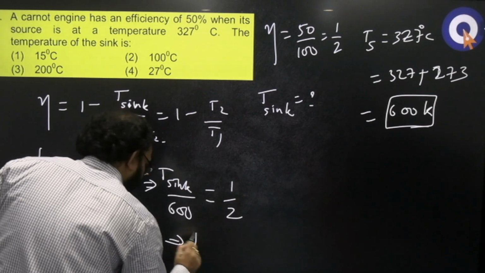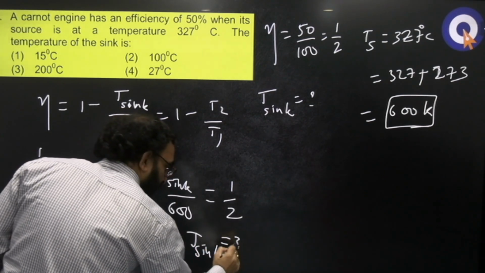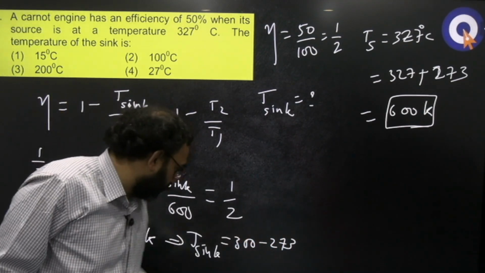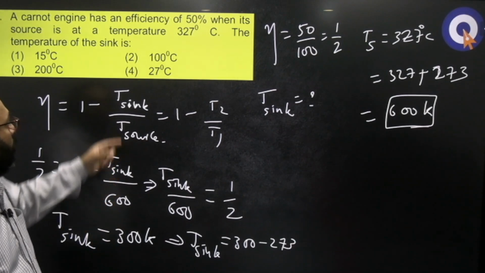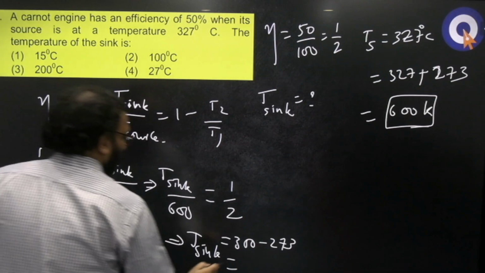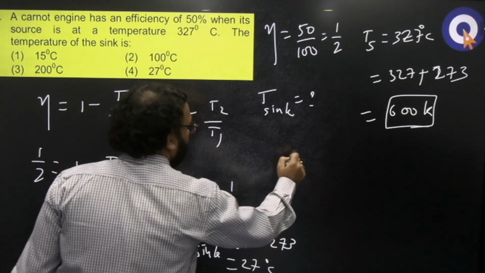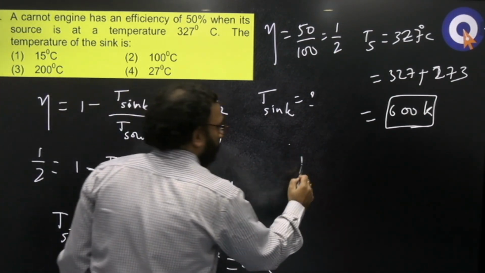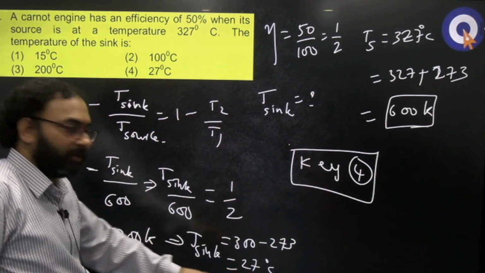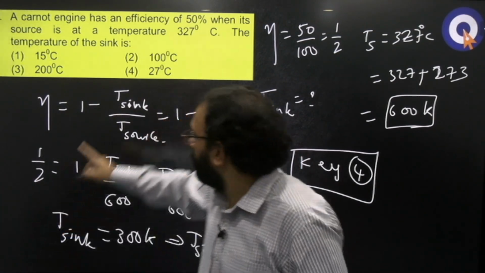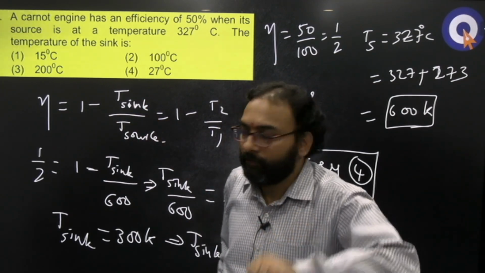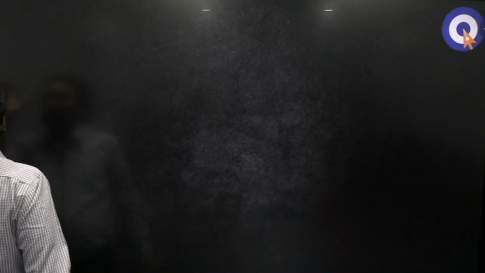And sink temperature is 300 minus 273. But why are we subtracting 273? Because we got it in Kelvin, so let us check in Celsius. So we'll be getting the answer as 27 degrees Celsius, and the key is the fourth option, that is 27 degrees Celsius. Direct straight away formula substitution, 1 minus T2 by T1, 1 minus T sink by T source. That is the final calculation.